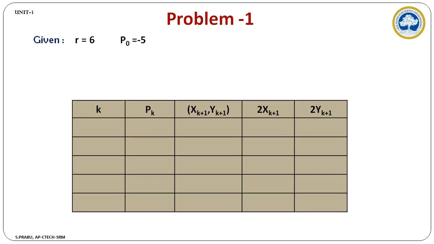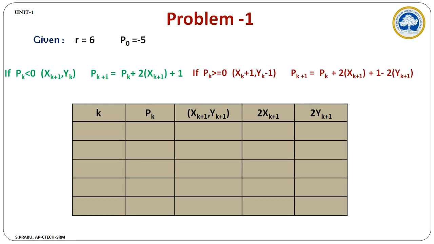Before starting the calculation, I write the formula for better understanding, and I write the starting coordinate value, that is 0, r. Here the radius is 6, so I write 0, 6. When k equals 0, this becomes p0, that is, the p0 value is minus 5. If it is a negative value, we have to follow this formula. So the x coordinate value is incremented by 1 and we keep the same y coordinate value. So 0 becomes 1 and we write the same 6. Then immediately multiply the x and y coordinates by 2, so we get 2 and 12.